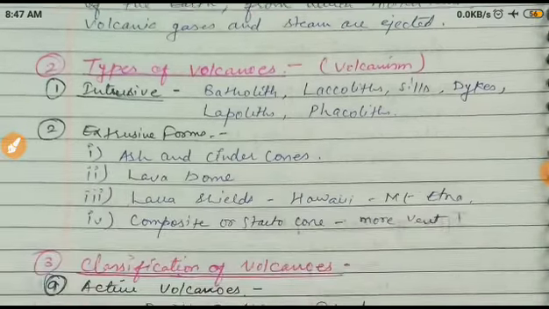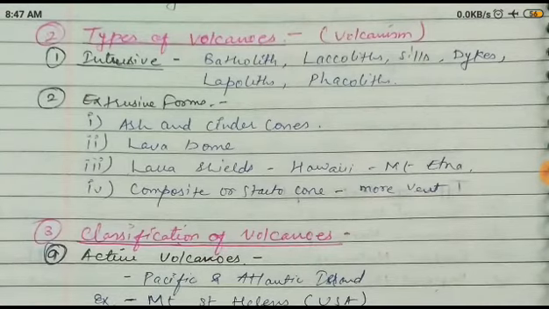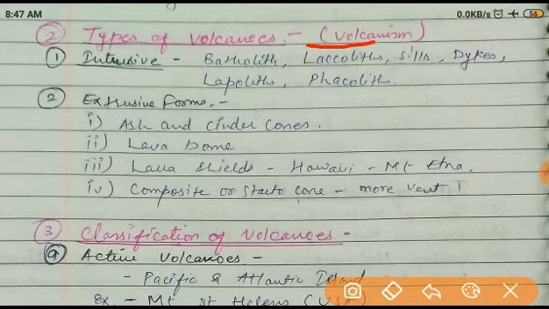Now, types of volcanoes. But this is not a type of volcano, it is volcanism. It means how many types of lava are ejected. Remember, it is a type of volcanism, not a type of volcano. Volcanism means how the volcanoes are formed. Basically, we already know from the last chapter that it is intrusive or extrusive.